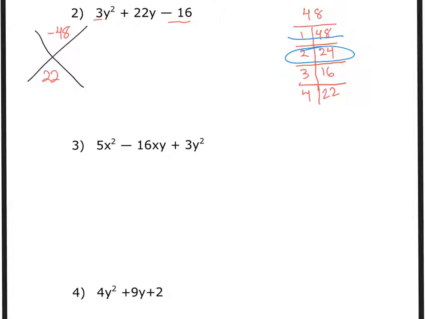Any possibilities of you getting a positive 22? Well, yeah. I'll get positive 22 if I make this a negative. So let's check this out. Negative 2 times 24. Does that give you negative 48? Well, yeah. It gives you negative 48 when you multiply. How about when I add negative 2 and 24? Does that give you 22? Perfect. Those are your two mother factors. So you get negative 2 and 24.